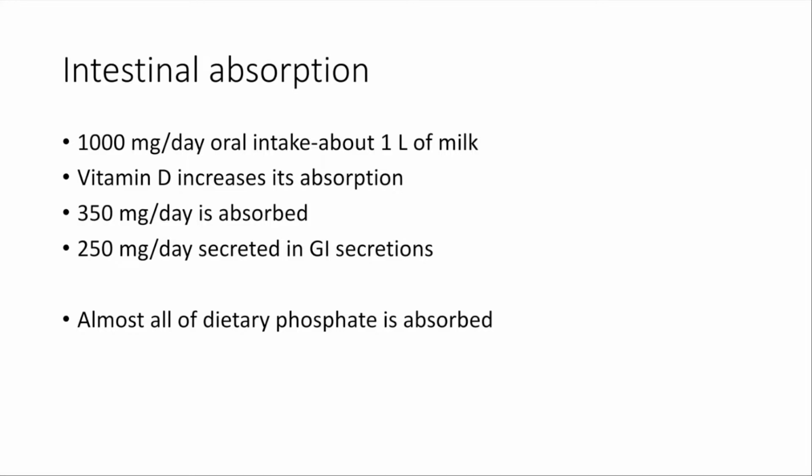Vitamin D obviously increases absorption. About 350 milligrams per day is absorbed and 250 milligrams per day is secreted in the GI secretions. Almost all of the dietary phosphate that we take in is usually absorbed. So you remember calcium and phosphate metabolism usually goes hand in hand. All of the dietary phosphate is absorbed and about 350 milligrams per day of calcium is absorbed.